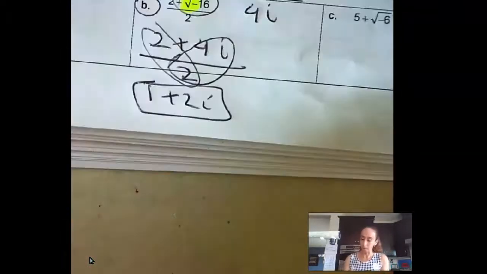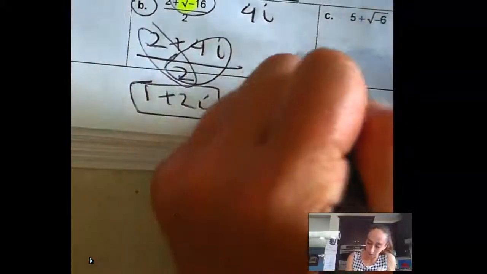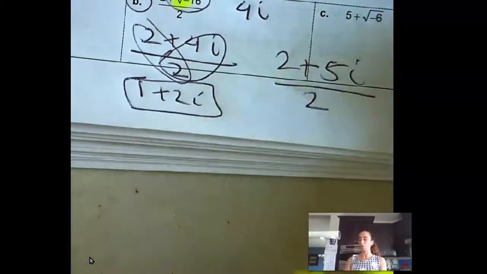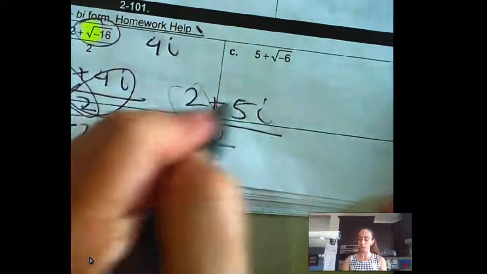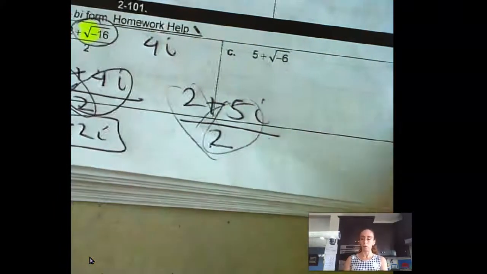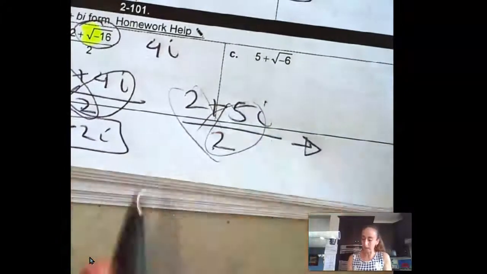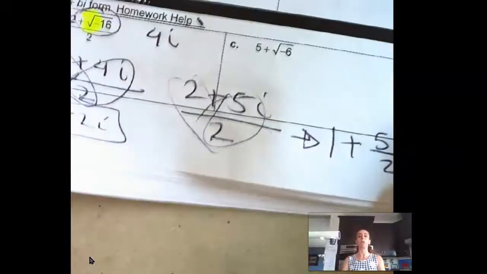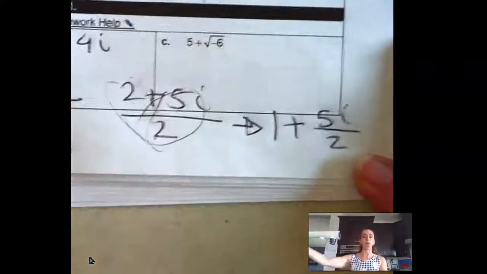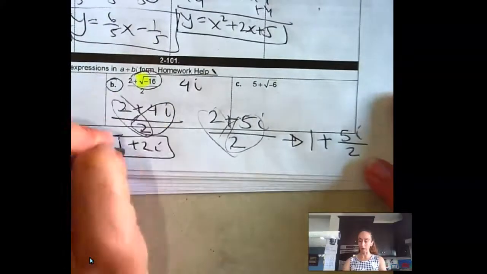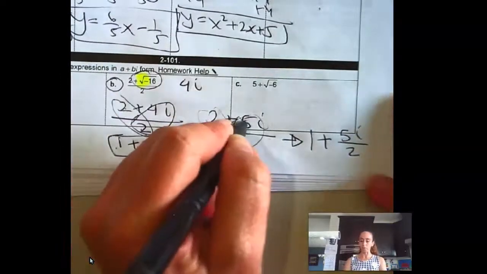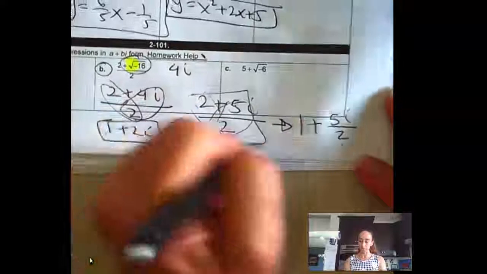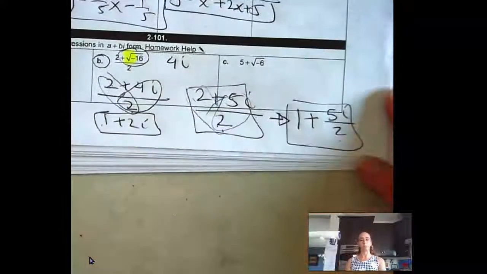Now, if you ended up getting 2 plus 5i over 2, you cannot do this because 5 doesn't divide 2. Or you could rewrite it as 1 plus 5i over 2. That's the only way you can do that problem. But you can't go 1 plus 5i. Okay, so let me say it again. If they both divide, you're good to go. If they both don't divide, well, then you either leave it or you simplify each one. And that's it for the homework.